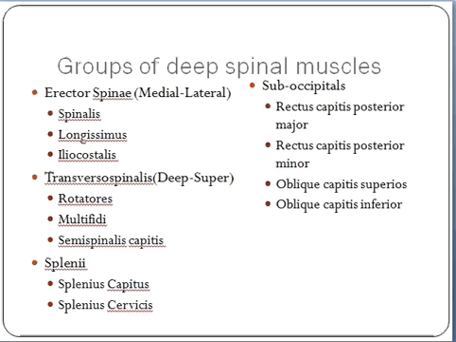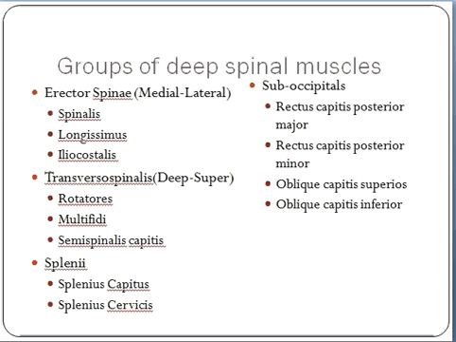The next group is the transversospinalis. From deep to superficial are the rotatories, the multifida, and the semispinalis capitis. These last two groups of muscles we looked at last week, and they are the splenius capitis and the splenius cervicis, and the four suboccipital muscles.